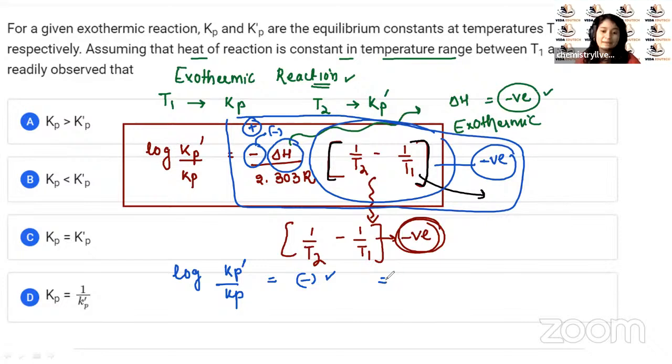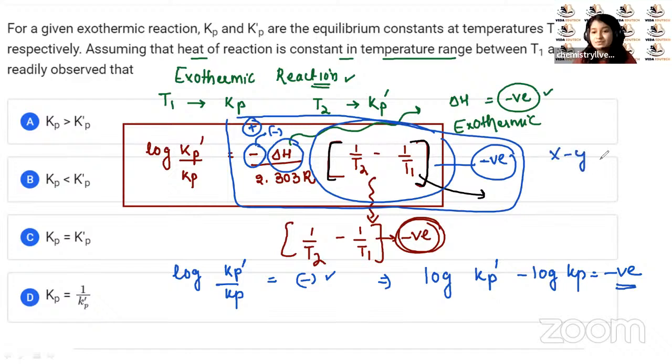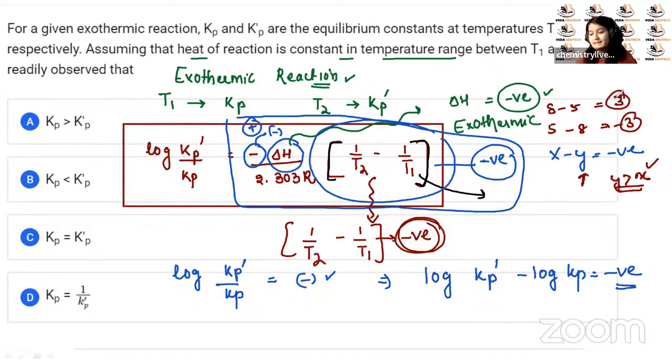Yes or no? Which implies I can write log Kp dash minus log Kp is negative. So when can you say that x minus y is negative? When y is bigger than x. Suppose here it is 5 and here it is 8, then only we are going to get minus 3. If this was 8 and this was 5, then we would have got 3. Yes or no?